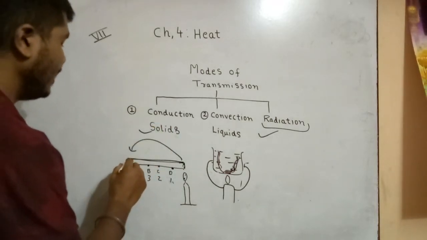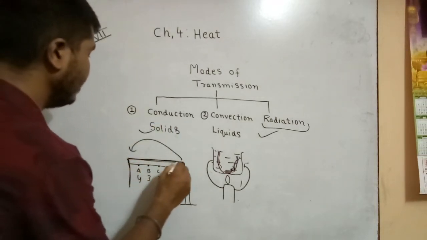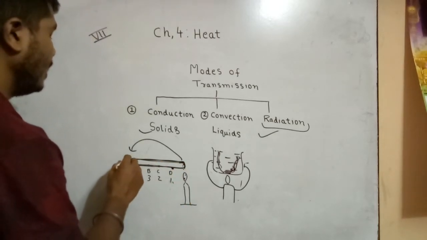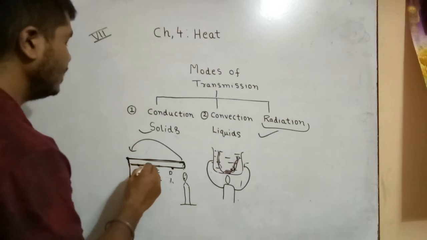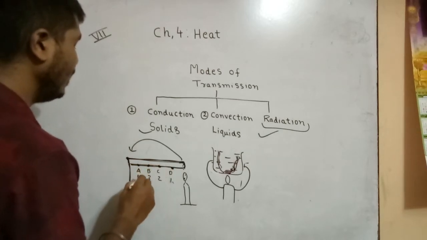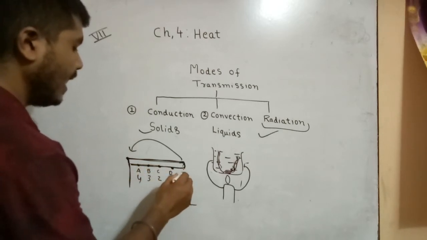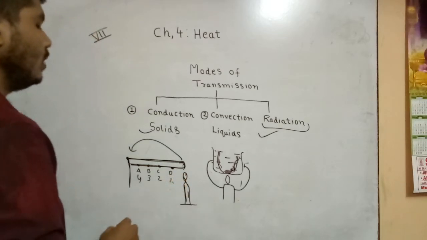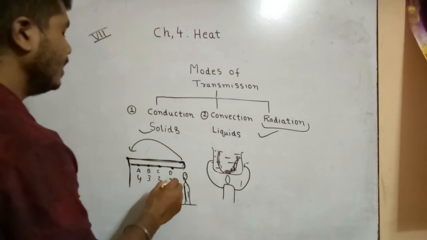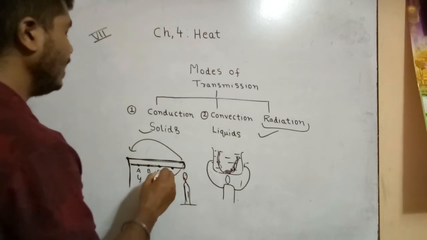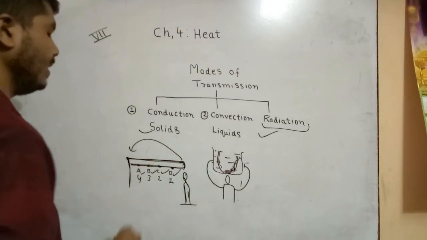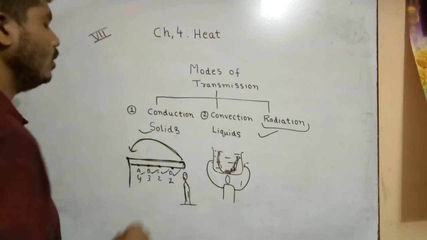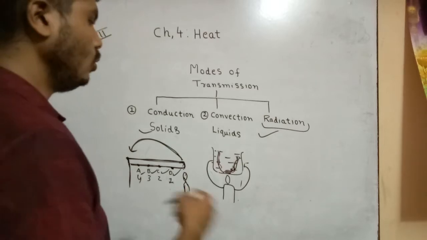For that we will do one experiment. We will take a metal strip or metal rod, fix it at one end, and put wax at equal distances, say A, B, C and D, and at one extreme end we will burn a candle. What will happen? First the wax at D will melt, followed by C, B and finally A. This indicates that heat is traveling from the hotter medium to the colder medium, from the hotter region to the colder region.